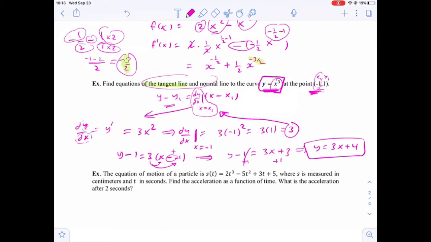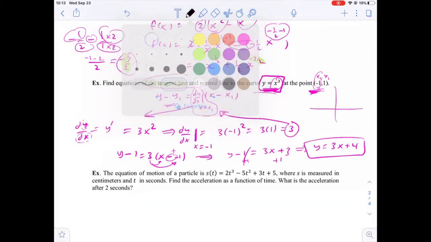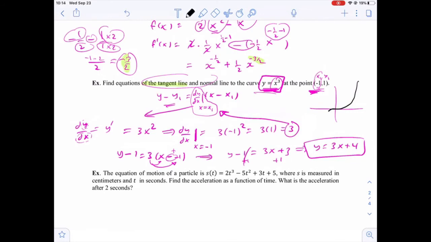This is the equation of the tangent line to the curve y equals x cubed at the point negative 1, 1. And now how to understand this? We understand this if we graph the function. x cubed looks like this. This is y equals x cubed. And then at the point negative 1, 1, this is negative 1 and 1 here.